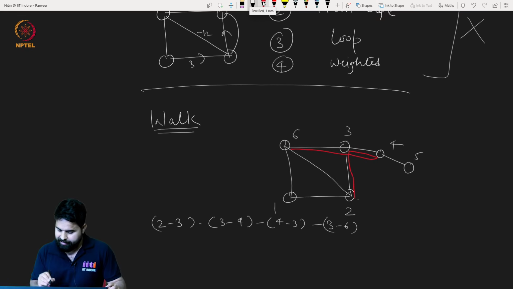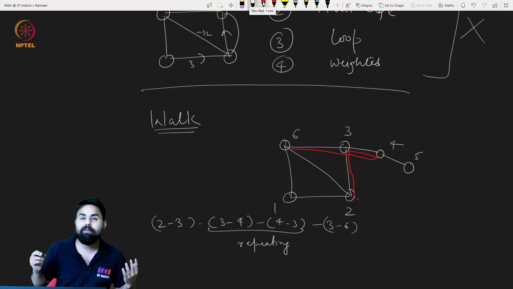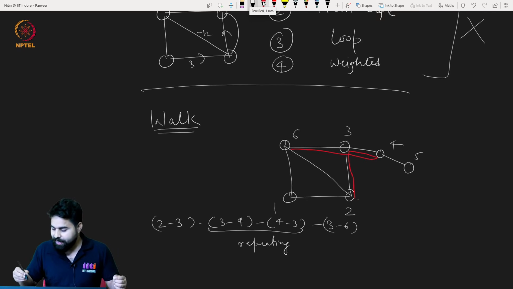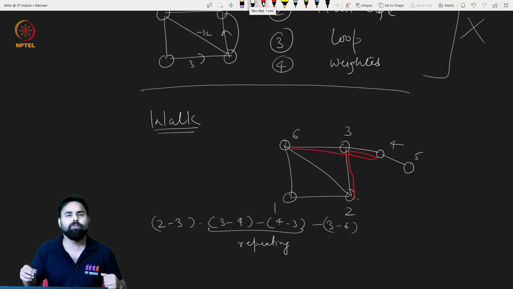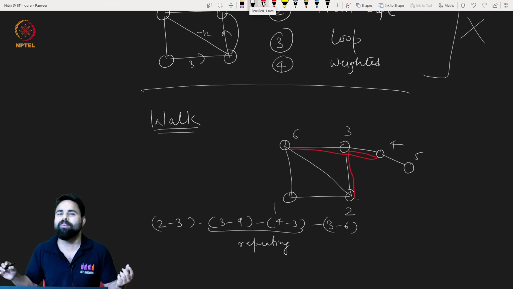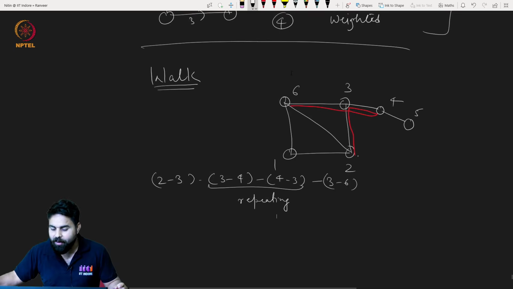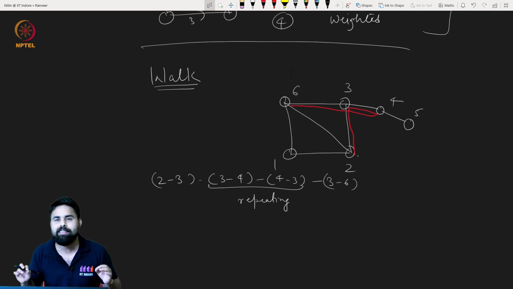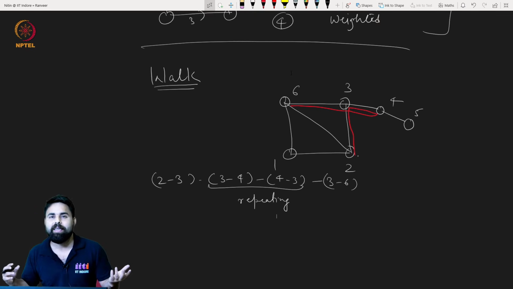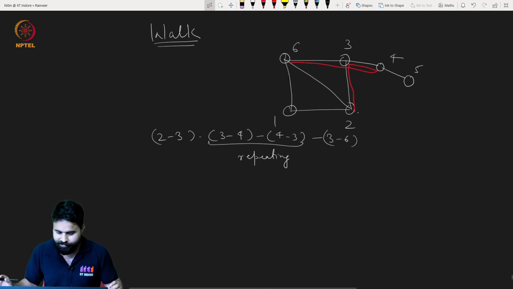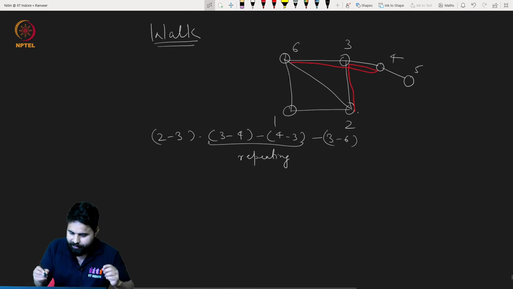Now you see that in this case this edge is repeating. When we go from one vertex to different vertices, traversing through the edges, and the edges are repeating, such a traversal we call a walk. In more formal mathematical terms, this is a sequence of edges where the edges can be repeated. So let us write the more formal definition.